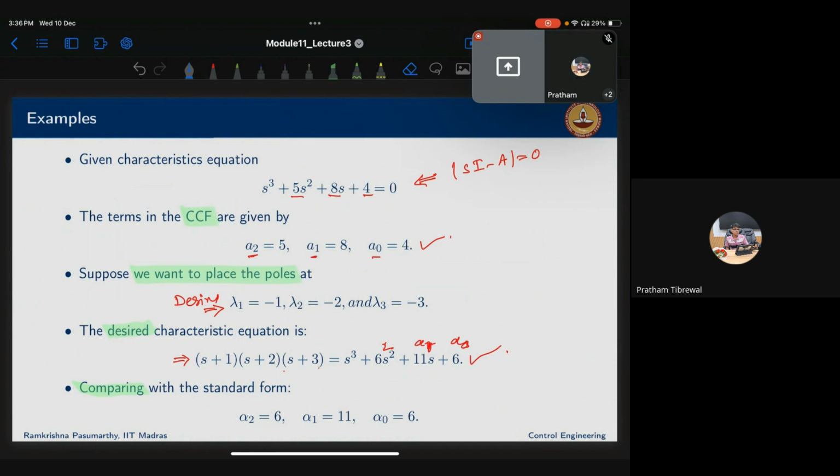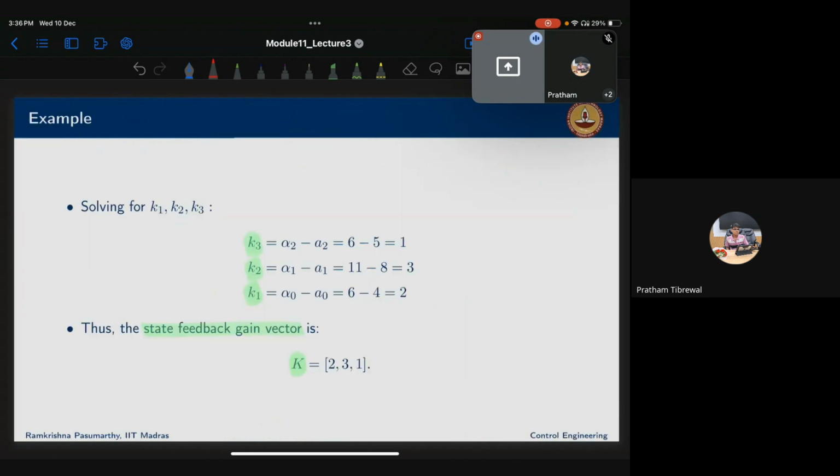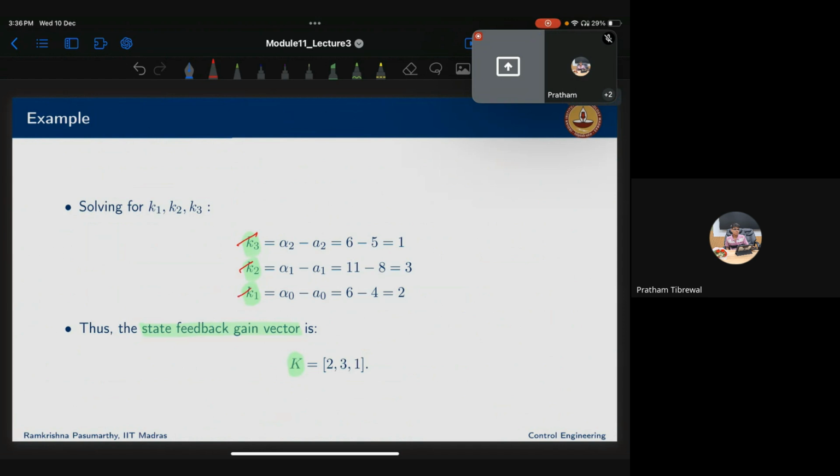Let me write it again. This is alpha 2, alpha 1, alpha 0. Now we have the alphas, and you have the a's. Alpha i you have, a_i you have. So you can find your K1, K2, K3 simply by subtracting the a's from the alphas. Is this clear? This is your K matrix. Is this clear?